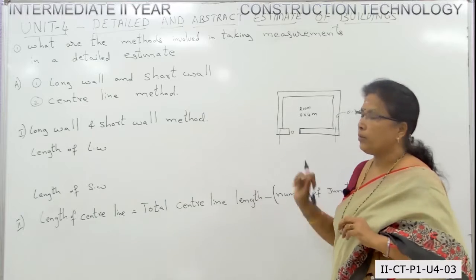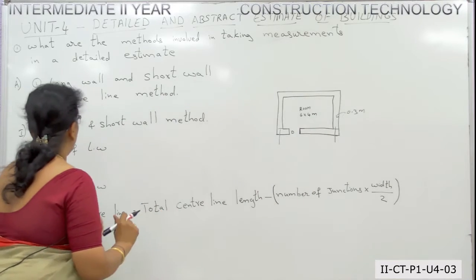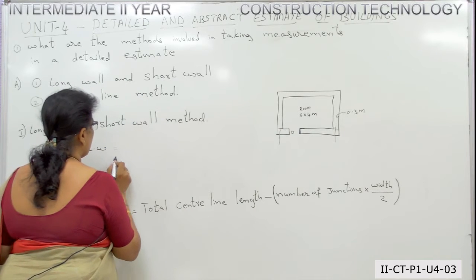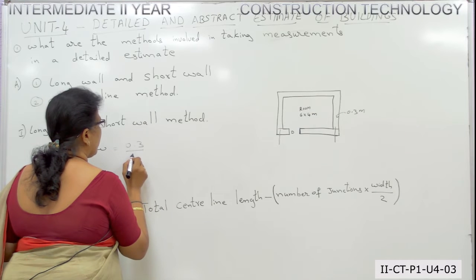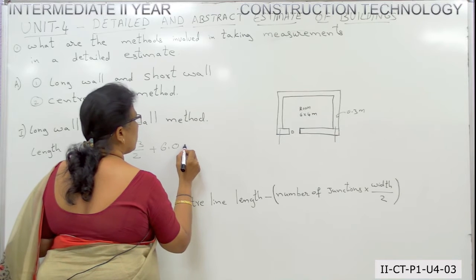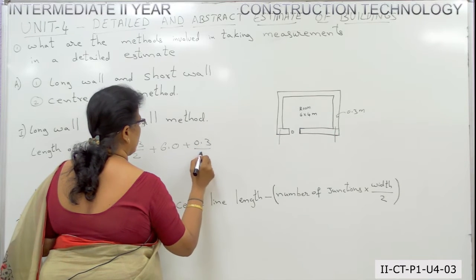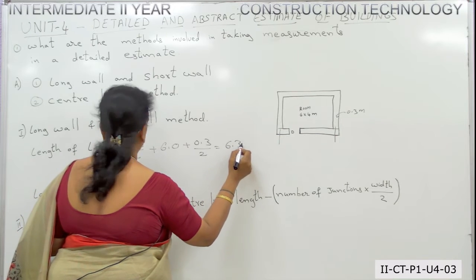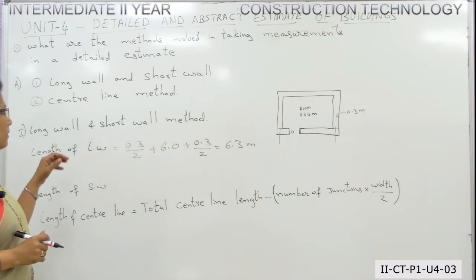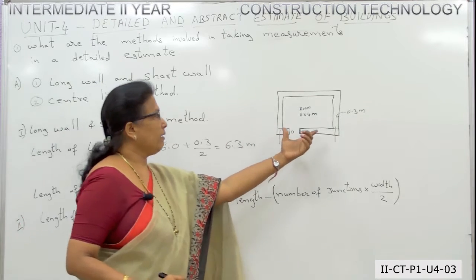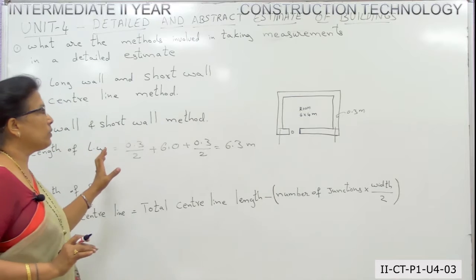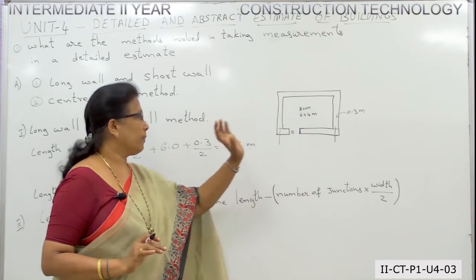Now I show you how to calculate the length of the wall. Length of the wall is 0.3 by 2 plus 6.0 plus 0.3 by 2. The total length of the long wall is 6.3 meters. That is half the width of the wall, then the length of the wall, then half the width of the wall. This is the center to center length of the long wall.